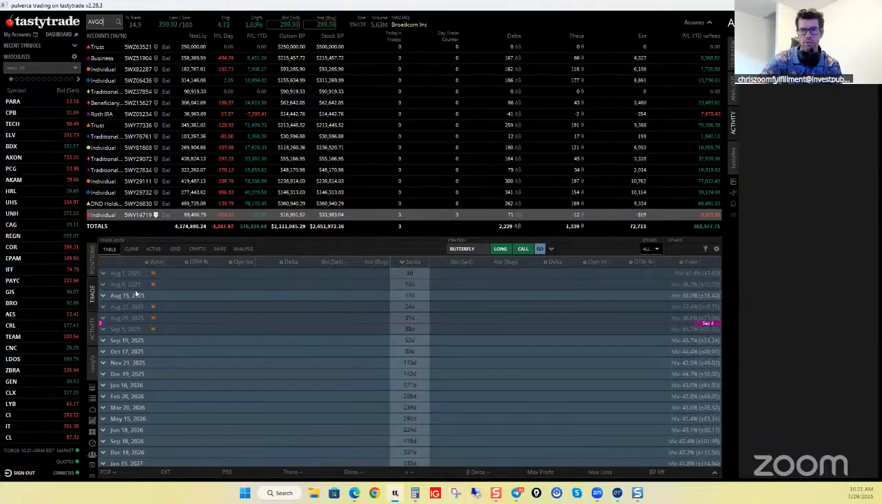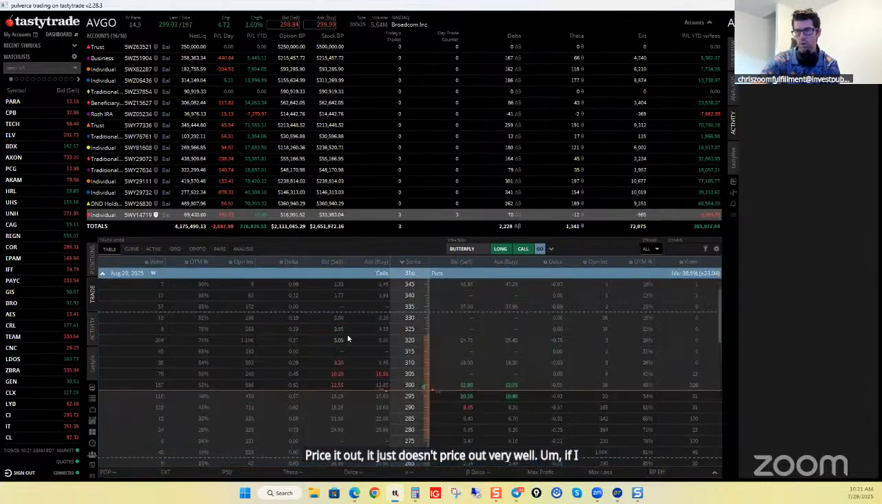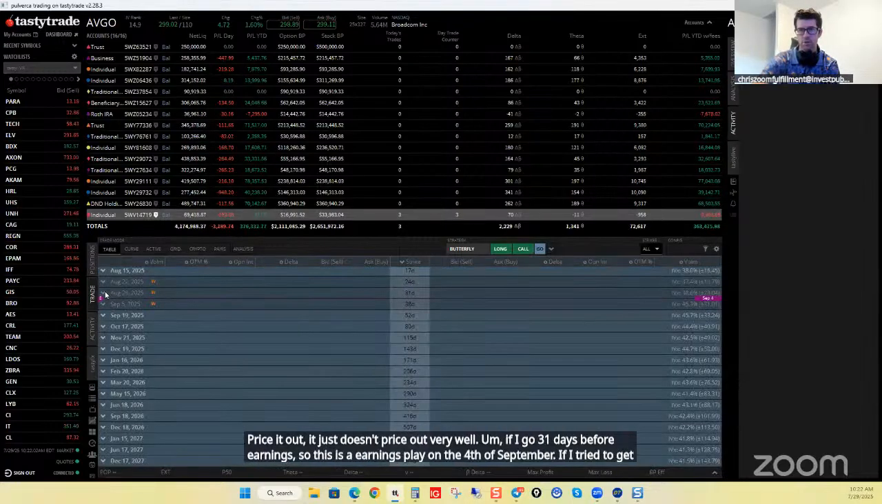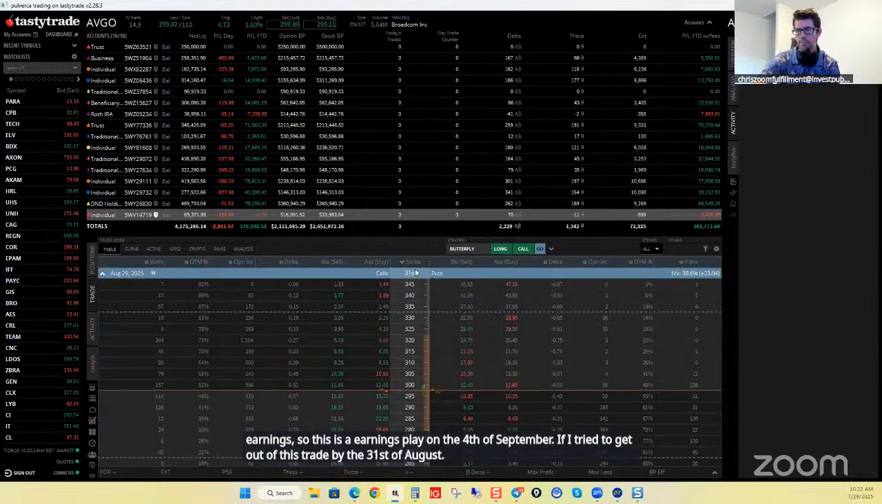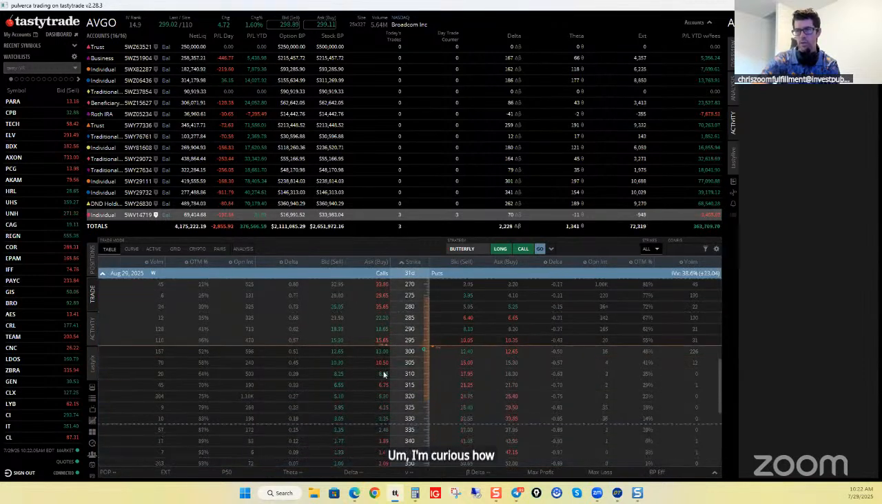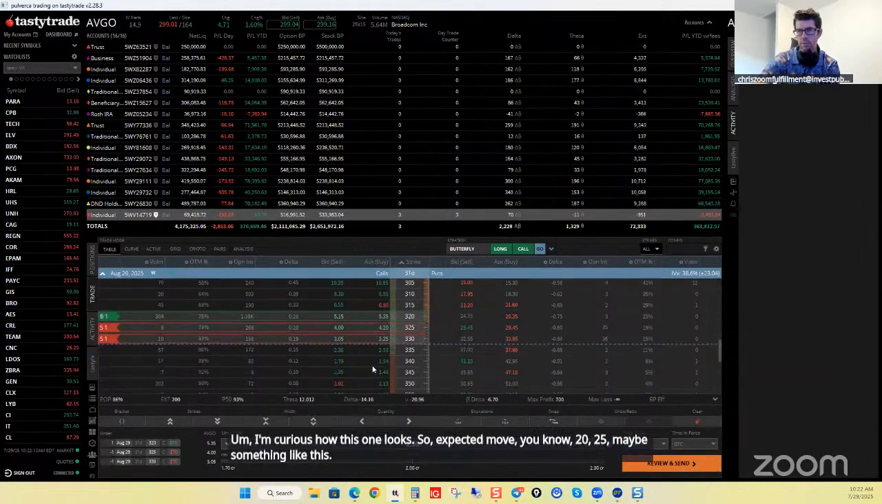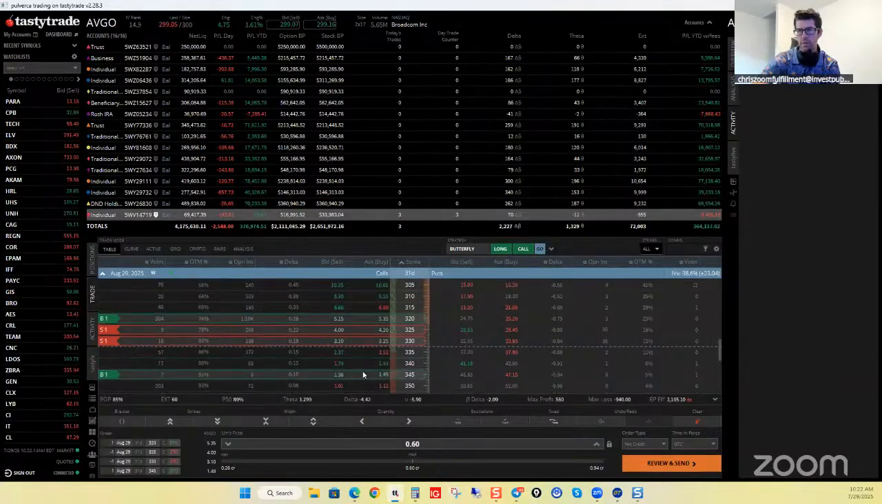I think I put this trade on yesterday to price it out. It just doesn't price out very well. If I go 31 days before earnings, so this is an earnings play on the 4th of September, and I try to get out of this trade by the 31st of August, I'm curious how this one looks. So expected move, 2025, maybe something like this. I don't think I'm going to get much credit for it.